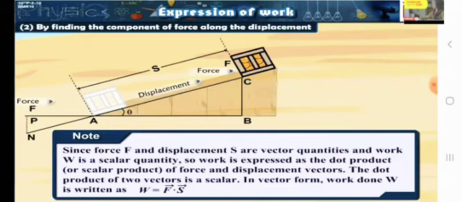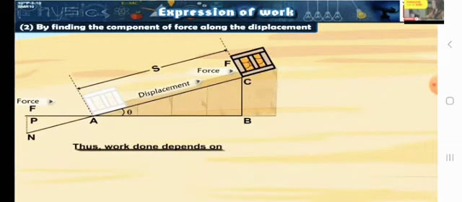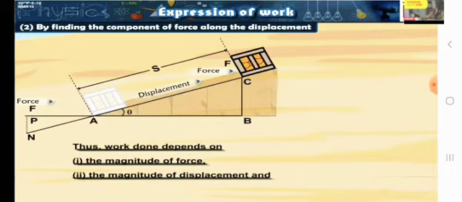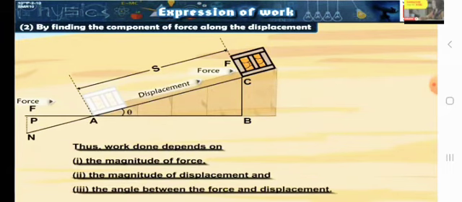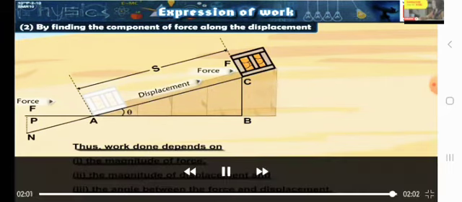Note: since force F and displacement S are vector quantities and work W is a scalar quantity, work is expressed as the dot product or scalar product of force and displacement vectors. The dot product of two vectors is a scalar. In vector form, work done is written as W = F⃗ · S⃗. Thus, work done depends on, first, the magnitude of force, second, the magnitude of displacement, and third, the angle between the force and displacement.